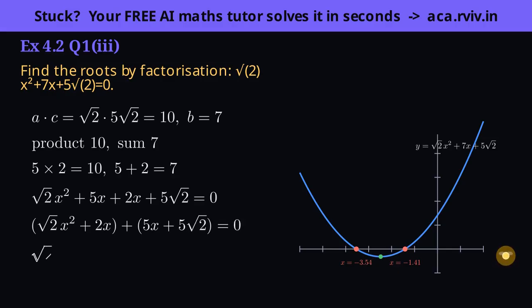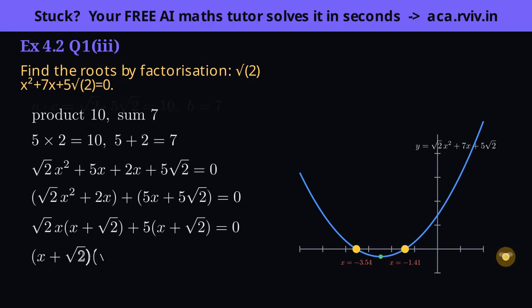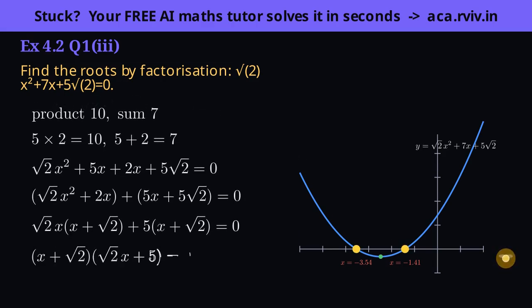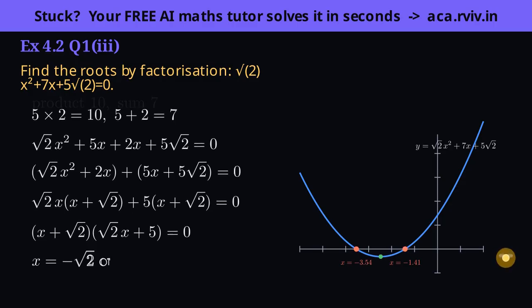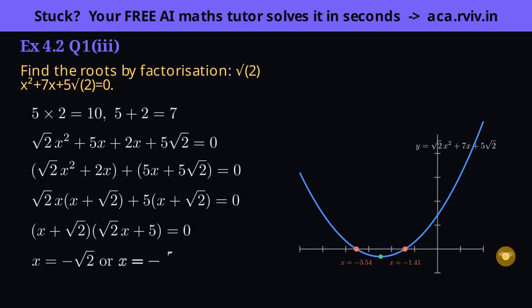From the first pair pull root 2x. Since root 2x times x is root 2x squared and root 2x times root 2 is 2x, leaving x plus root 2. From the second pull 5, also leaving x plus root 2. The shared bracket x plus root 2 factors out, leaving root 2x plus 5. Zero product rule. X equals minus root 2. Or root 2x plus 5 equals 0, giving x equals minus 5 over root 2.